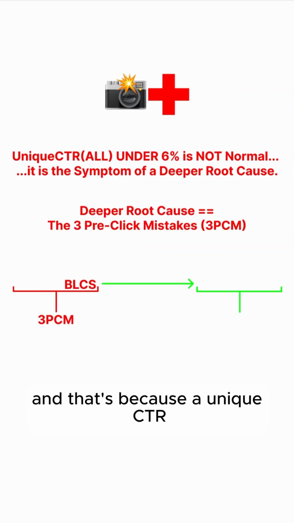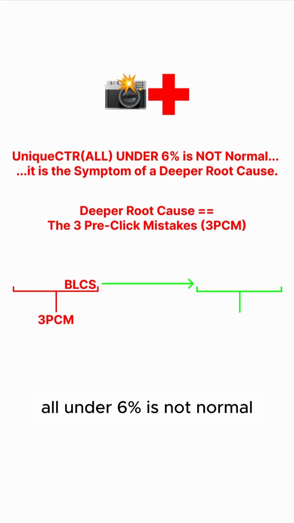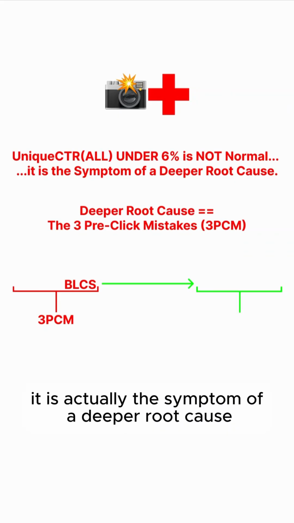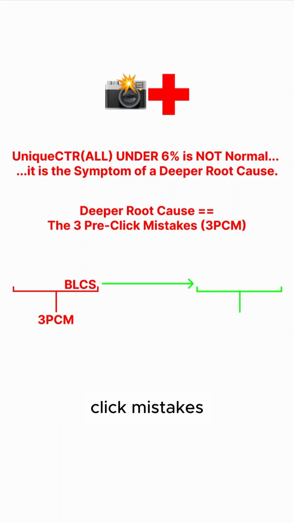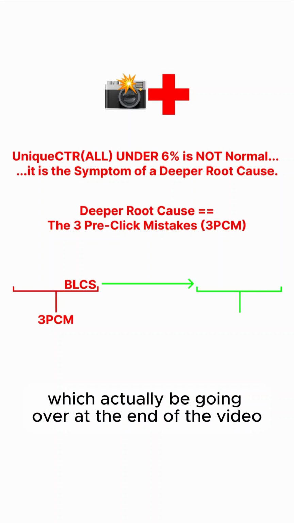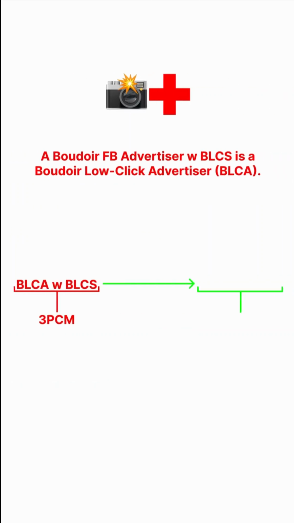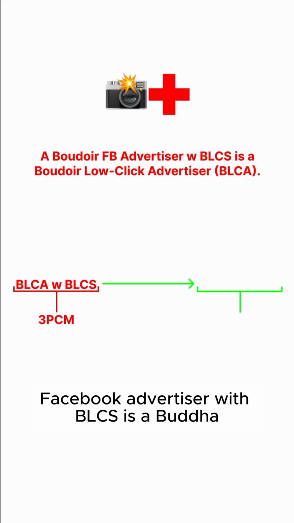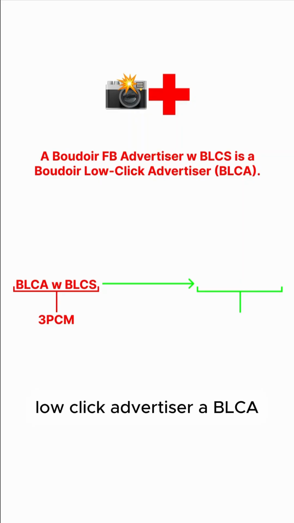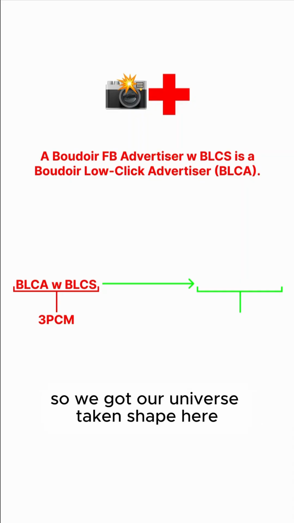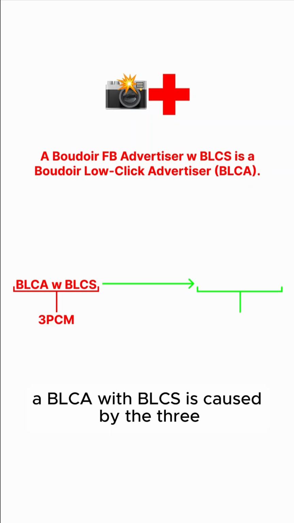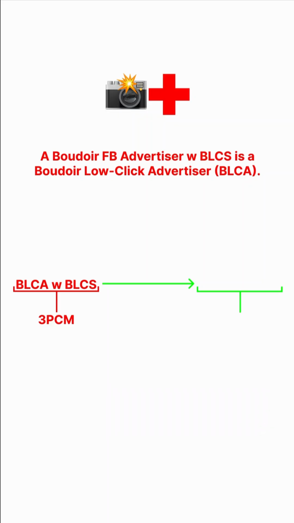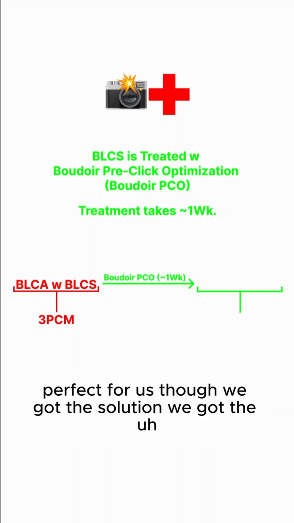And that's because a unique CTR all under 6% is not normal. It is actually the symptom of a deeper root cause. And those deeper root causes are the 3 pre-click mistakes, which I'll actually be going over at the end of the video. We also know that a boudoir Facebook advertiser with BLCS is a boudoir low-click advertiser, a BLCA. So we got our universe taking shape here. A BLCA with BLCS is caused by the 3 pre-click mistakes.